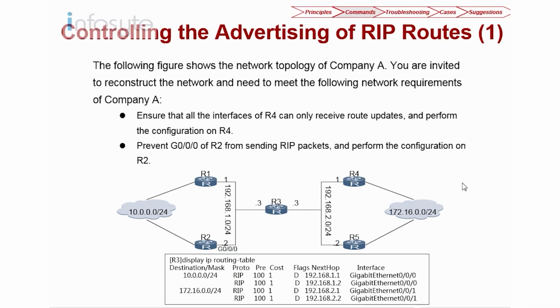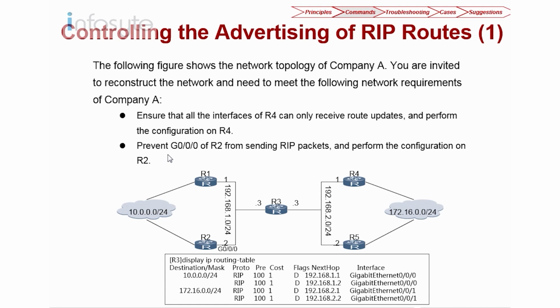In this exercise, we are going to look into controlling the advertising of RIP route. Based on the same topology, we have 2 tasks here. First, ensure that all the interfaces of R4 can only receive route updates, and perform the configuration on R4. So R4 can only receive the route. In other words, you are not supposed to send this information to any of the routers. So you cannot send through this interface or this interface.